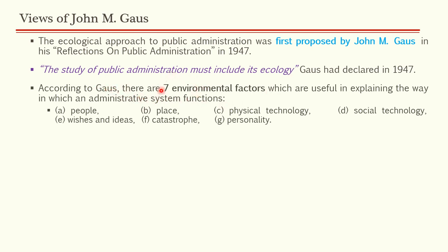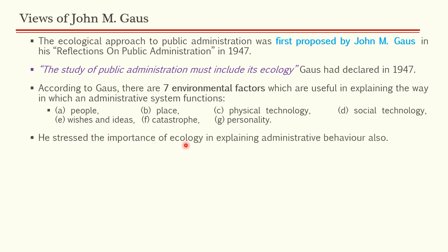According to Gaus, there are 7 environmental factors. Because he was the first person to come up with this theory, his factors, the 7 environmental factors, are not very detailed. As you can see, those 7 environmental factors that he talks about are people, place, catastrophe, personality, physical technology, social technology, and all these things. He was the first person to come up with this approach, right? So his factors are not that detailed. So for the exam also, you need not remember these 7 environmental factors. Do not waste your time in remembering them. Even if in the exam you have to write about John M. Gaus, you can write that he gave 7 environmental factors, and you can say people, place, personality, etc., etc.